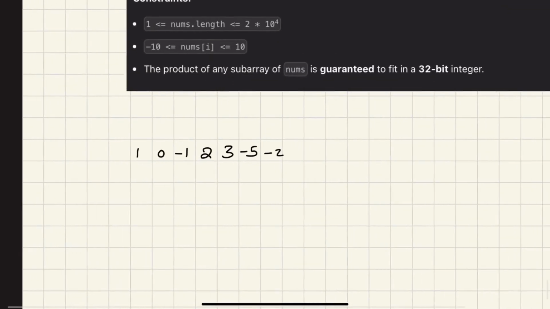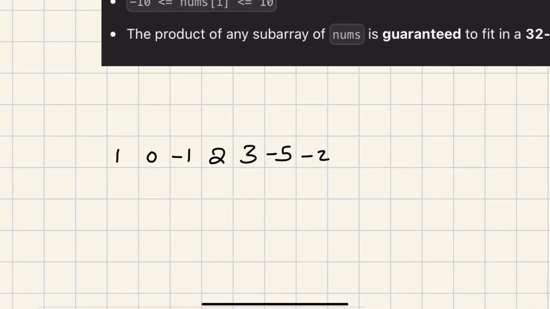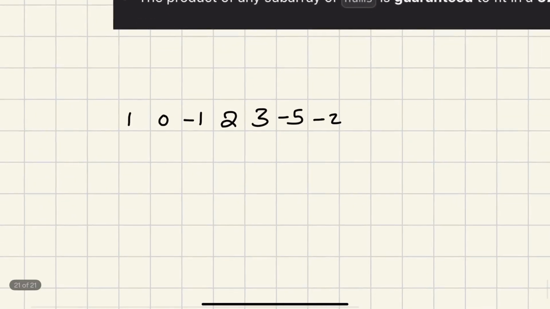Now, what does this read? Well, this is the practice test case that I'll be using to solve this problem. And all it's saying is we want to return the maximum product of a subarray. Now, what's a subarray? It's an array within an array.